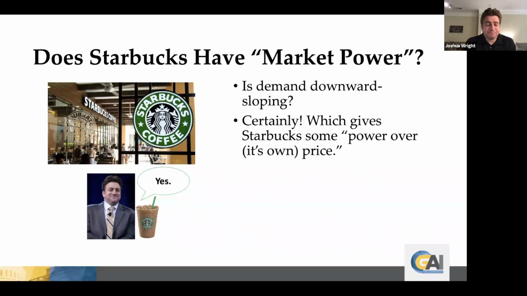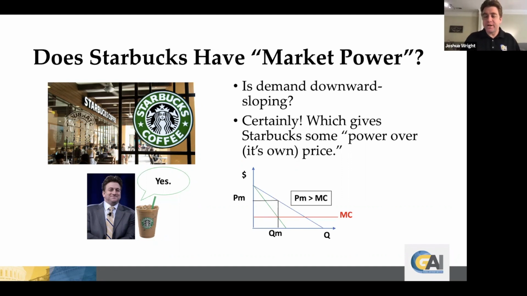And so we've got differentiation. Maybe you like the barista or the free Wi-Fi or the snacks that are offered. Lots of ways in which firms differentiate and consumer preferences sort them into these different stores and product offerings. So all firms have that to some degree, and we've got that downward sloping demand. So does Starbucks have power over its own price, meaning does it face a downward sloping demand curve? Absolutely. And so that price greater than marginal cost is the economic definition of market power.